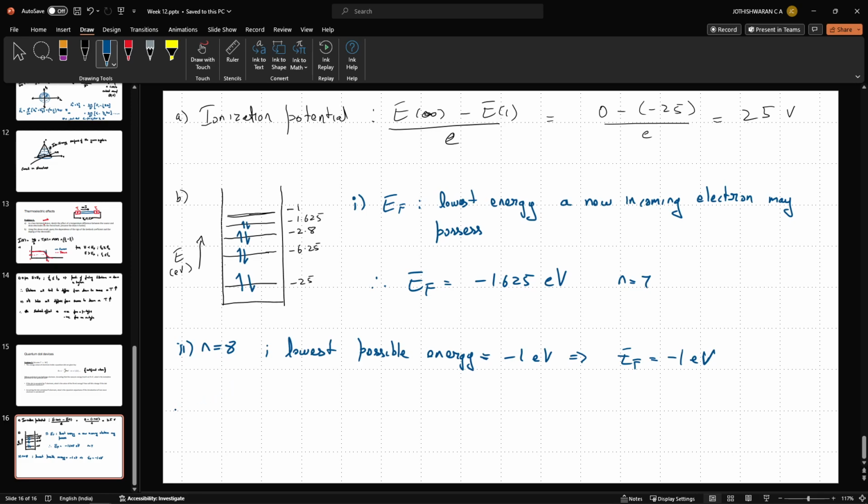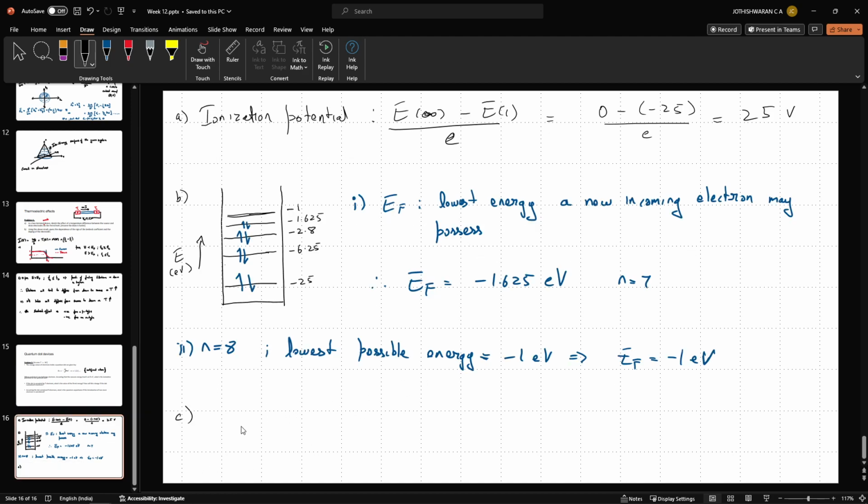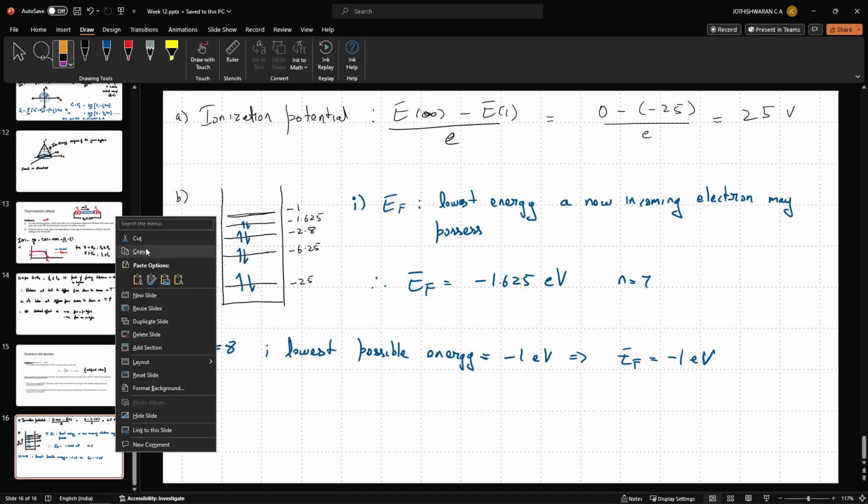So this is part B. Part C is about the quantum capacitance. So going back, part C says the quantum dot initially contains 9 electrons. Now the question is, 2 more electrons are introduced. What is the capacitance? So using this problem, I will give a brief definition of the quantum capacitance in a quantum dot.